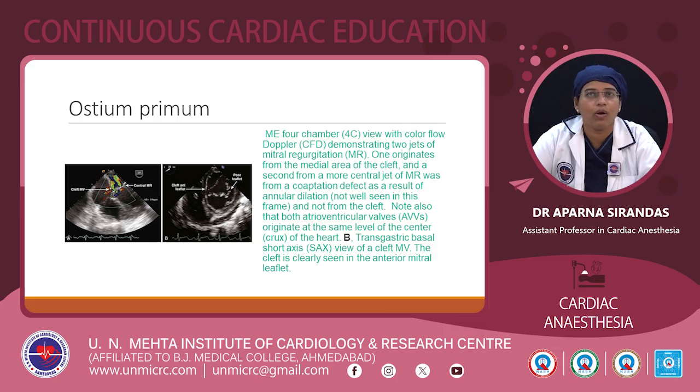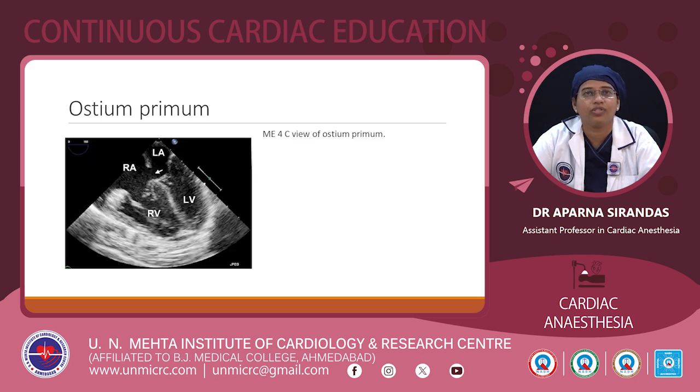Note also that both atrioventricular valves originate at the same level at the center of the heart. And the B figure is the transgastric basal short axis view of a cleft of the mitral valve. The cleft is clearly seen in the anterior mitral leaflet. Ostium primum, this is the midesophageal 4-chambered view of ostium primum showing RA, LA and that arrow one.